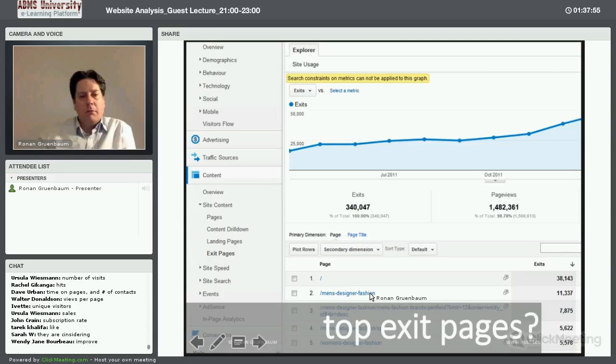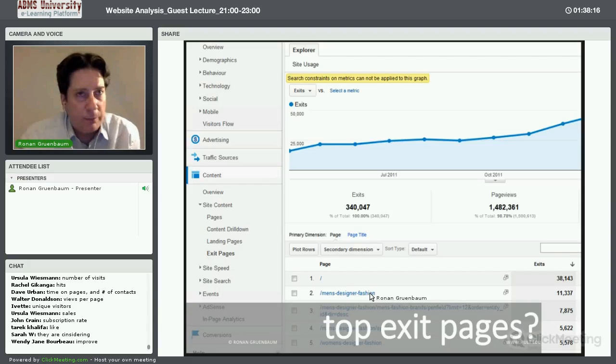So what? Well, this means that they didn't find what they wanted. So what? Okay, this means we should try to work out why people are on the men's designer fashion page and then they leave. Is it because they couldn't find something? So maybe we can do some further research into what people were looking for before they got to the men's designer fashion page, to see that maybe they're getting to that page because they're looking for something and they're not finding it.